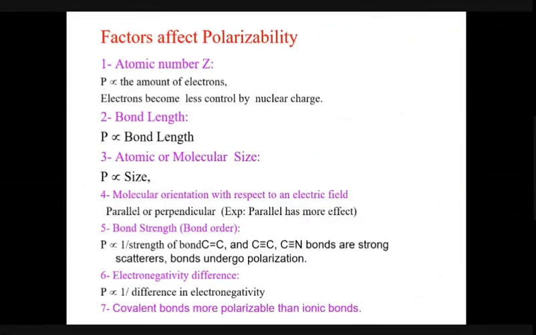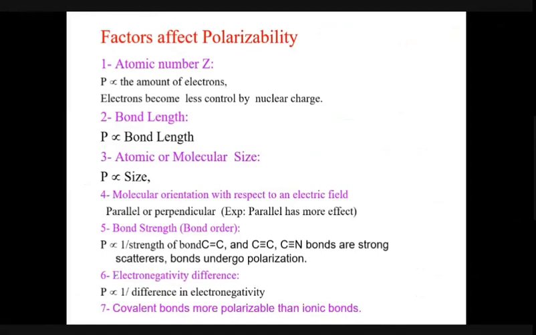Now, what are the factors that affect polarizability? First is atomic number Z. Polarizability is directly proportional to the amount of electrons present. As the atomic number goes on increasing, the number of electrons within the atom goes on increasing. So the outer electrons which are away from the nucleus will be less and less controlled by the nucleus. As the atom size goes on increasing, the number of these loosely controlled electrons goes on increasing. So the molecule in which that atom is present becomes more polarizable.